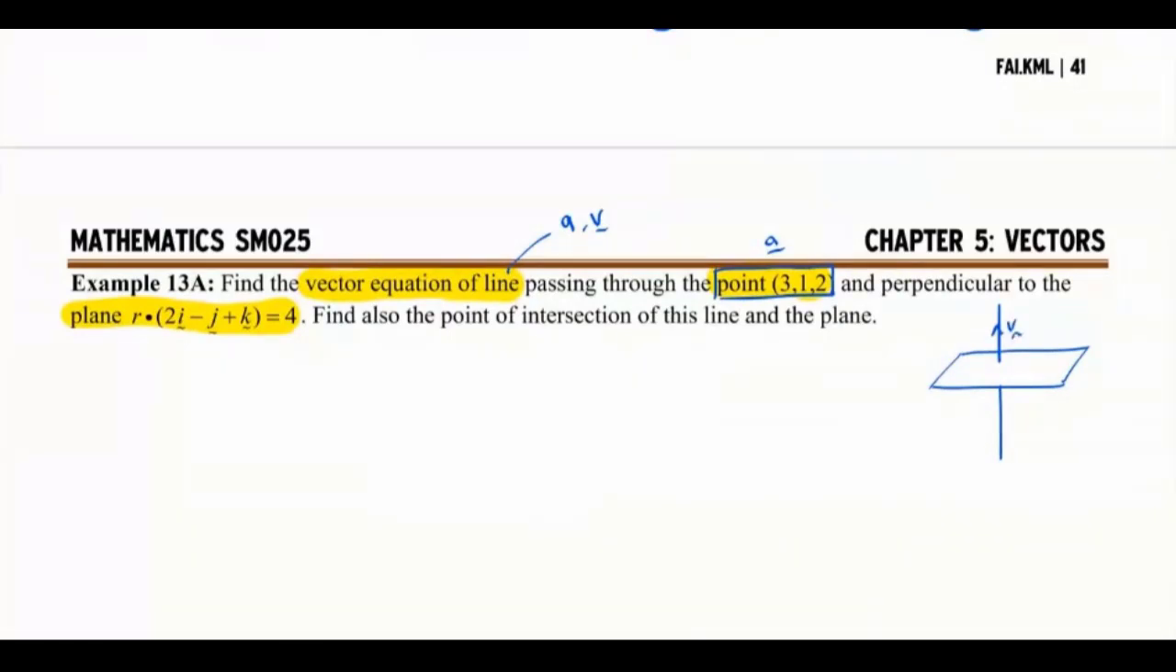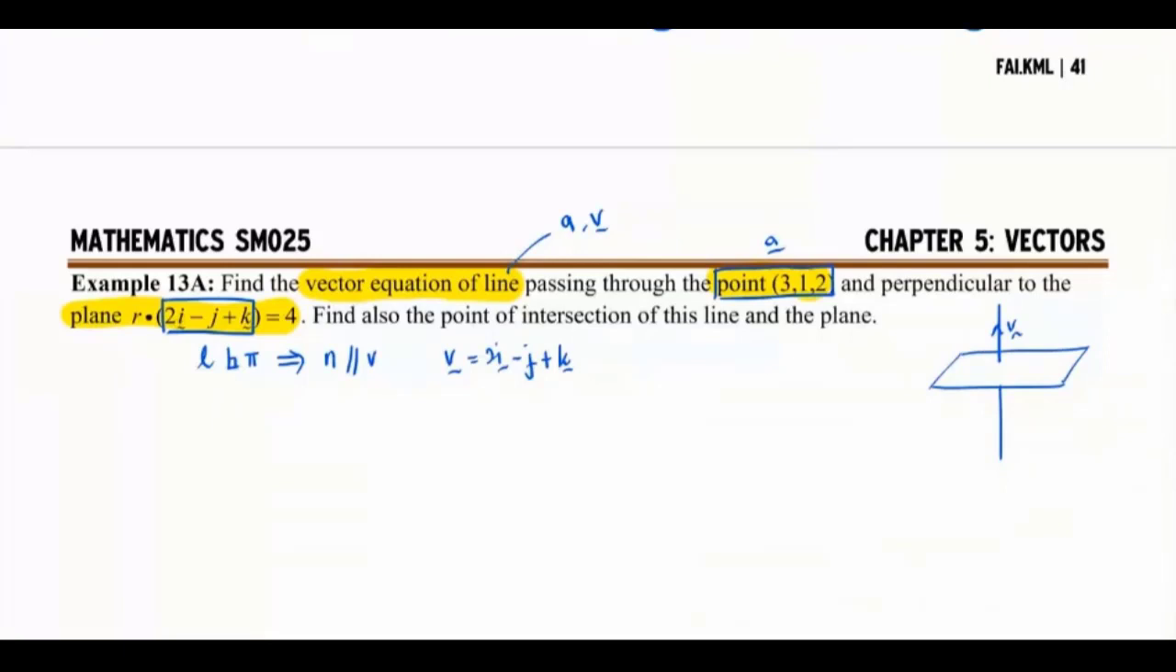So untuk V, kita tahu line perpendicular to the plane. So bila line perpendicular to plane, it means your normal will be parallel to V. So you can have the V from this plane. Kita boleh pinjam daripada normal plane. So your V will be equal to 2i minus j plus k. Okay, so we have A, we have V.